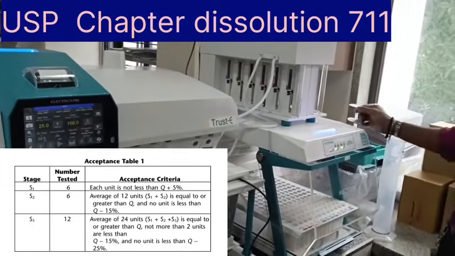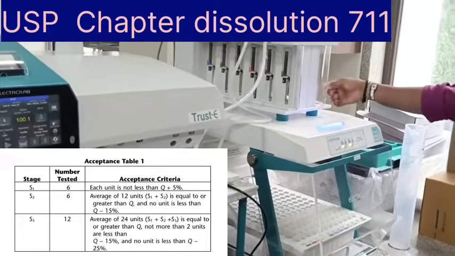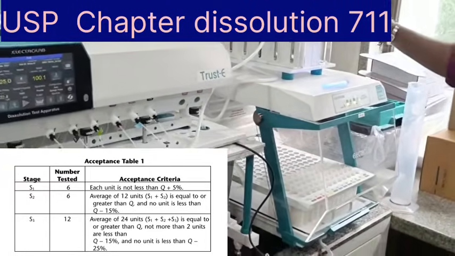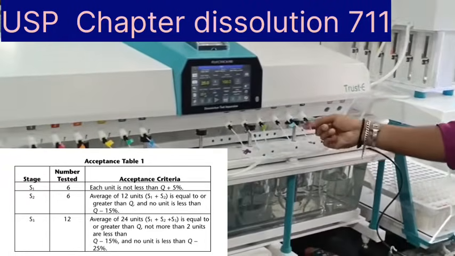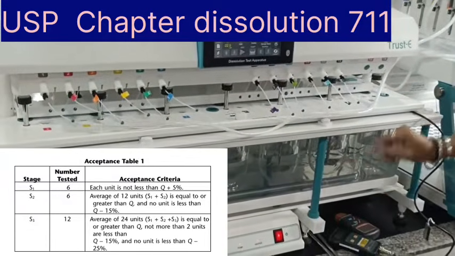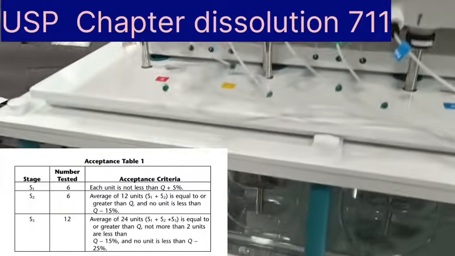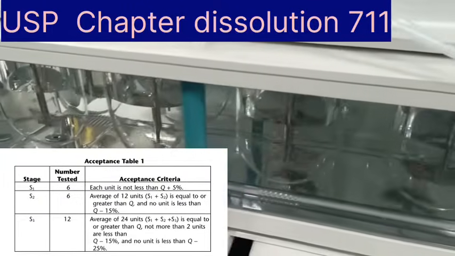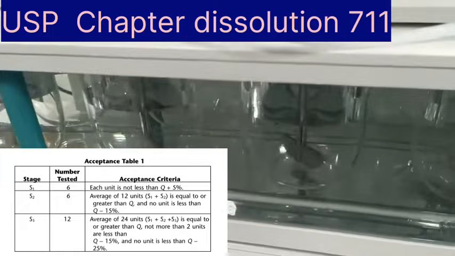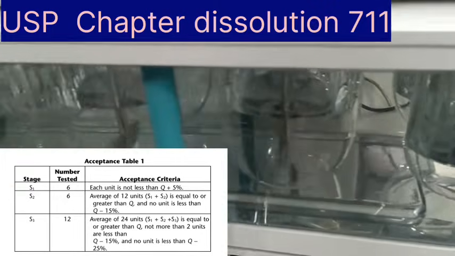But there could be chances that some units could be higher and some units could be low. So there is a requirement as far as the lower dissolution units are concerned. What S2, S3 stage talks about is not more than 2 units less than Q minus 15%. In case I have only 2 units up to 70%, then still I can say my product meets the S3 criteria, provided the average is equal to or greater than 85%. I hope you understand this point.